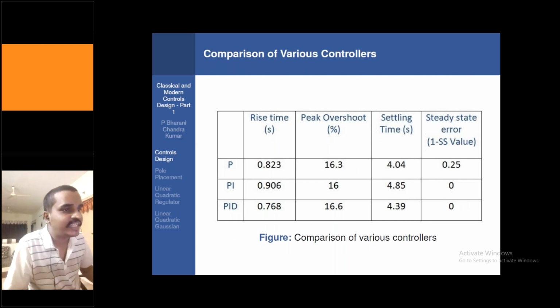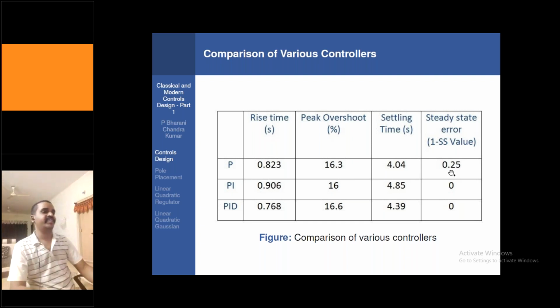If I use only the P controller, proportional controller, you can see that the rise time is 0.823. The peak overshoot is 16%. Settling time is 4. But the main concern is the steady state error is there. For example, if my application doesn't need the steady state error to go to zero, simply I will go with P controller, proportional control. It is very simple. Only one gain you have to keep. Some amplifier you can keep, so that will give the amplification.